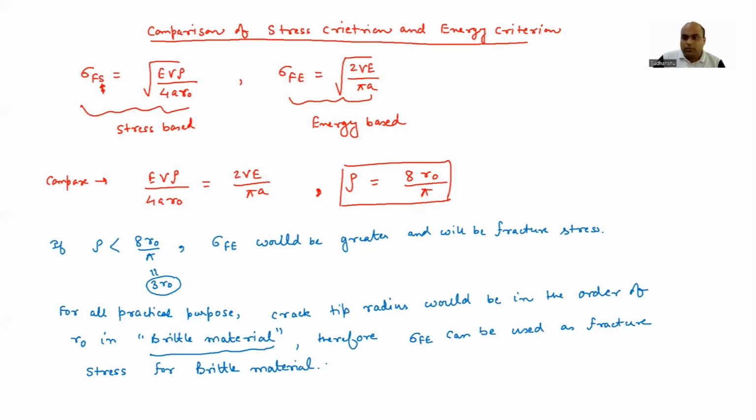So for brittle material, rho is in the order of R naught. And we already know that if rho is less than 8 R naught by pi, which is equivalent to 3 R naught, then sigma fe is going to be the fracture stress. So we can safely use this Griffith criteria for brittle material because the crack is very, very sharp. It is in the order of R naught. But in the ductile material, there is a blunting of the crack and it is not in the order of R naught, it is much higher. So we cannot directly use Griffith criteria because it doesn't have rho at all.